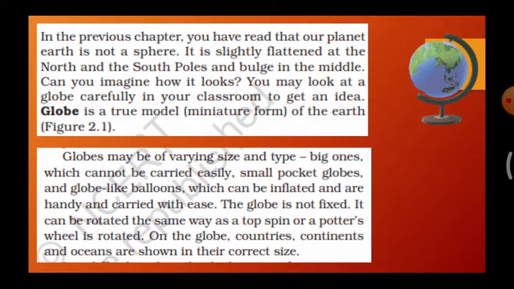Globes may vary in size and type, but the countries and continents remain the same. So it is calculatedly shown in the correct size. The globe may be in big size, or small pocket globes will also be available. The globe is attached to the stand at two parts, so we can rotate it. We can spin it, like how the earth rotates.